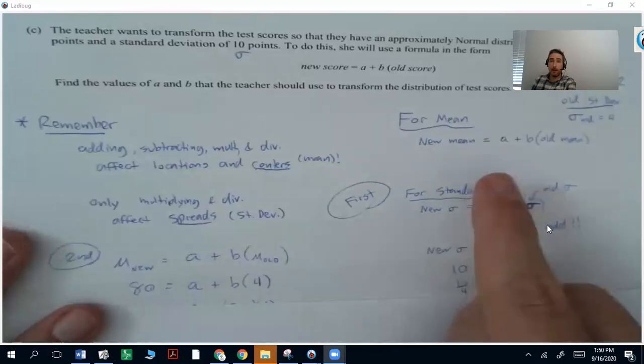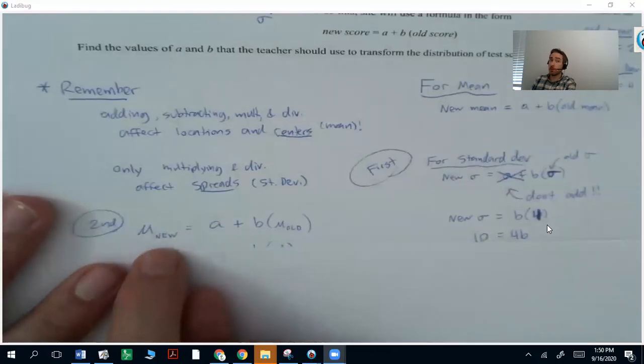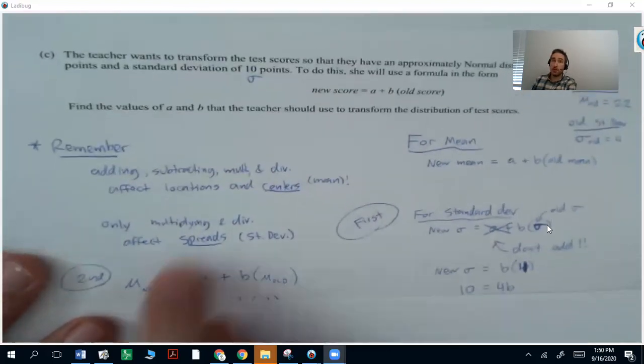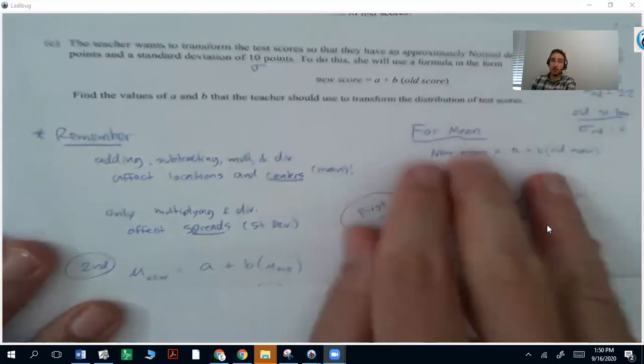Now that I have that, I'm gonna go over here, and to get my new mean, we want our new mean to be 80. We have an old mean of 22.